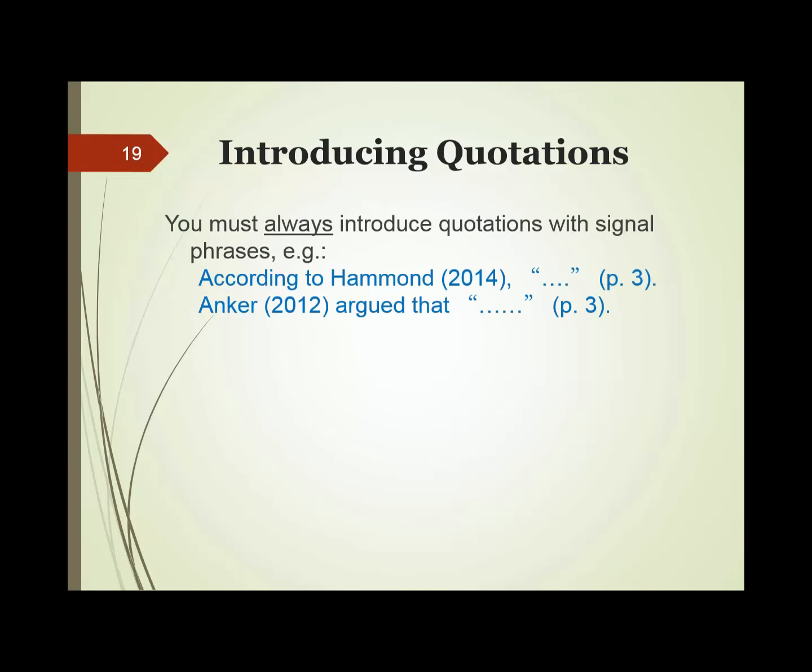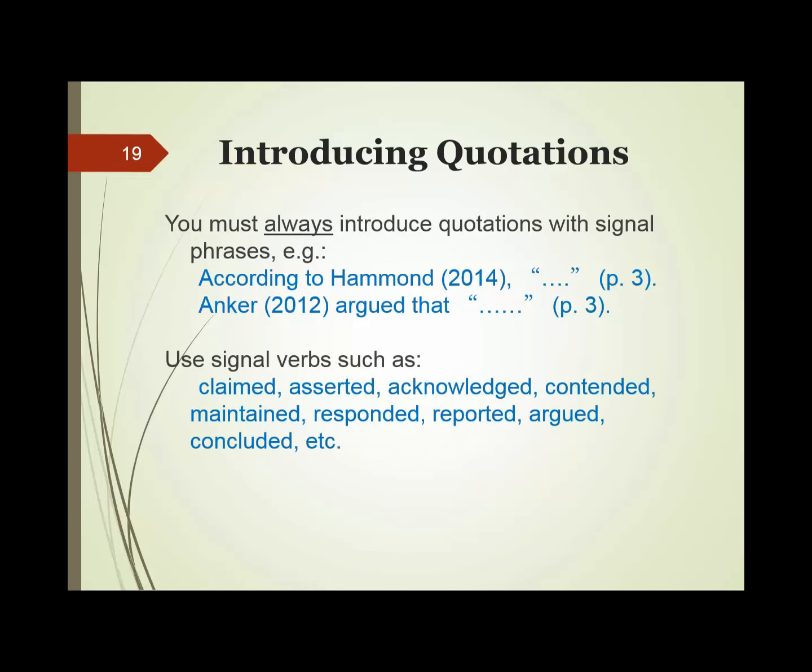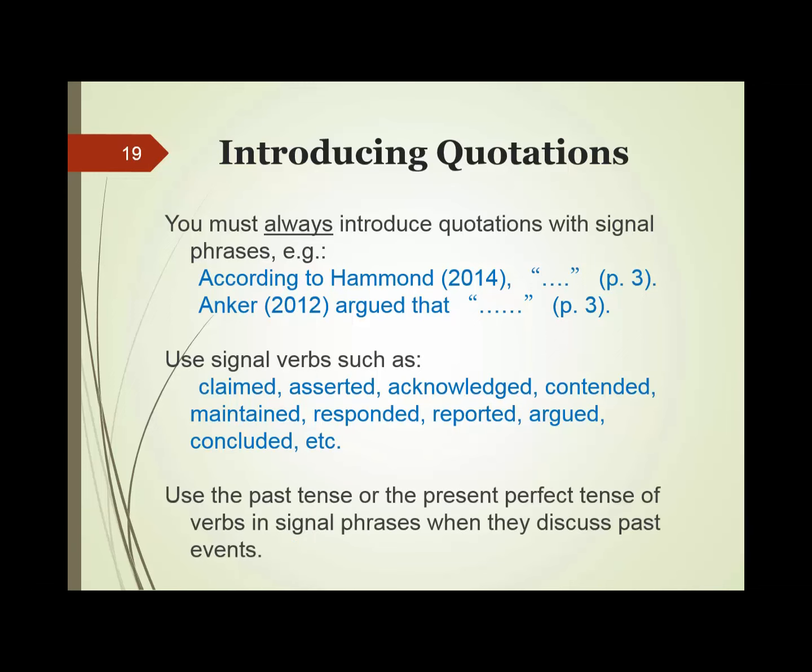You always need to use a signal phrase such as according to Hammond or Anchor argued that. You must always introduce your quotation with some type of signal. You can use signal verbs such as claimed, asserted, acknowledged, contended, reported, argued, etc. Use the past tense or the present perfect tense in your signal phrase because you're discussing past events. Hammond is not arguing right now as I'm reading his paper. Hammond argued in another paper back in 2014, so past tense.